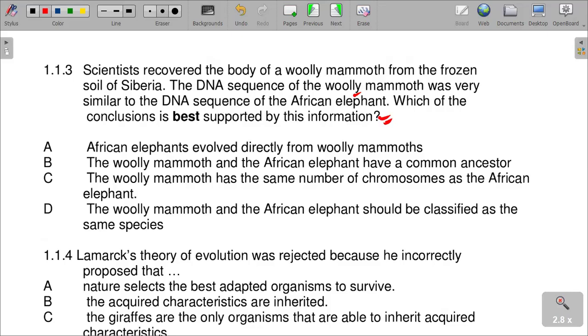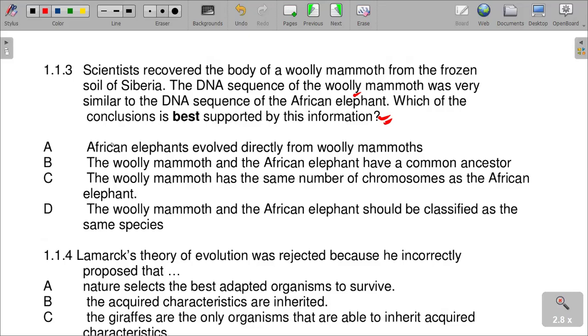So what we need to understand is that there is a relationship between these two. The woolly mammoth, which was discovered in Siberia, has a relationship with the African elephant through DNA sequence. The DNA sequence of the two, in the African continent versus Siberia, is very similar. So they are related, and there must be a relationship in terms of their evolution.